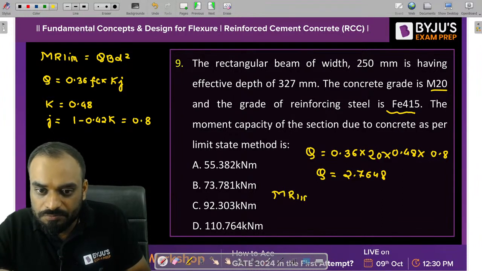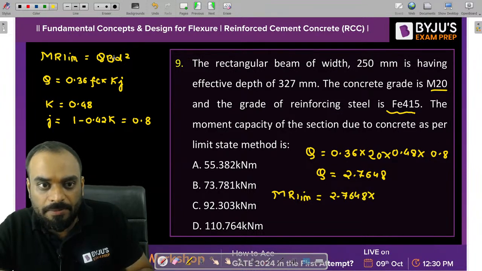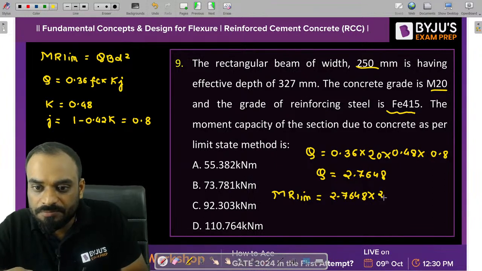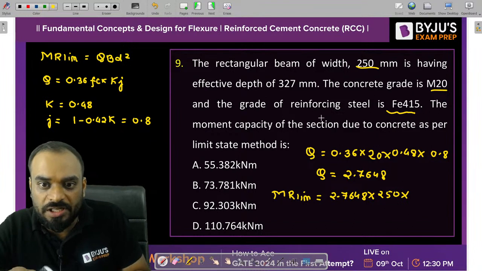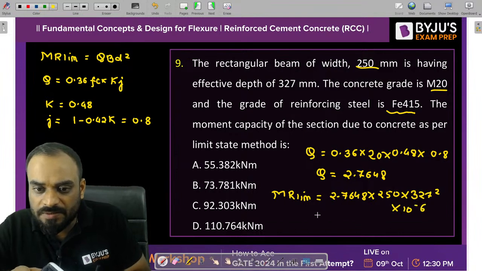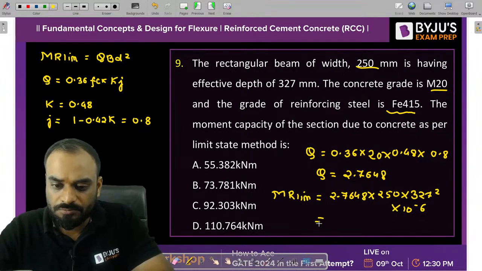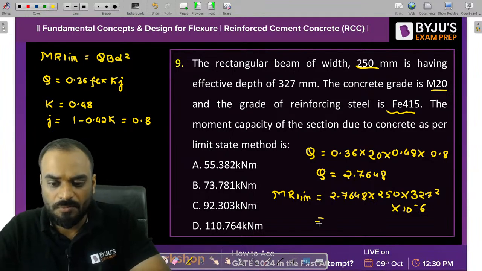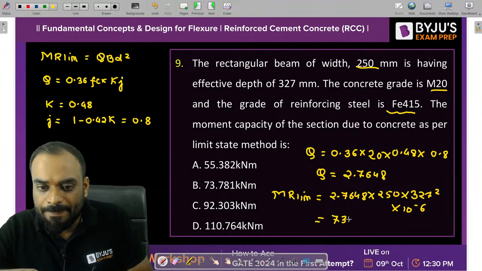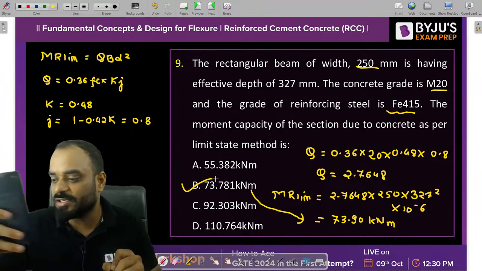Okay. Now let's calculate the MR limiting value. It is equal to 2.7648 multiplied by B. B is how much? It is 250. Then multiply by small d, which is 327 square, and multiply by 10 raised to power minus 6, so that it will be in kilonewton meter. So it is coming around 73.90 kilonewton meter. Now you can see, guys, only a single option is very close to this, that is B, and that's why B is the correct answer for the question.